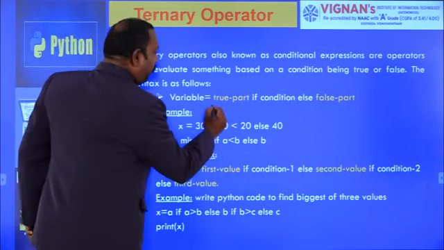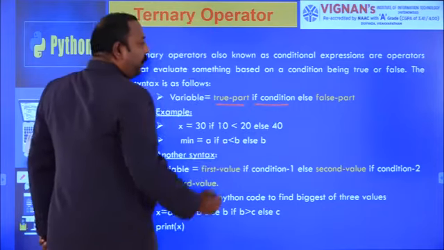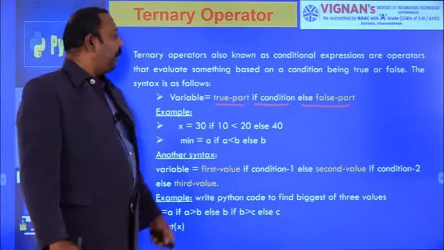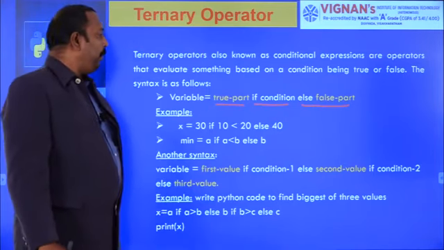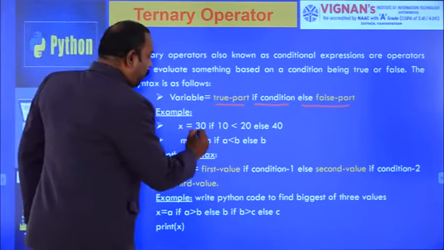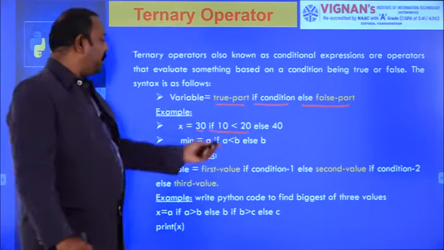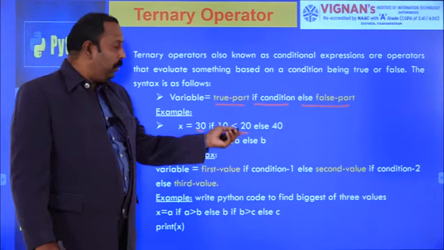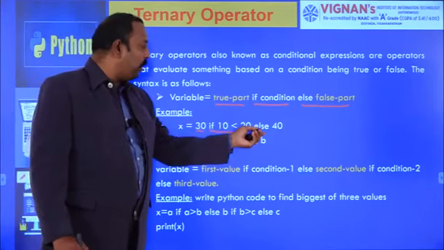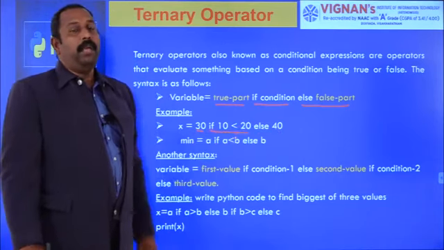So first we have to write the true part, then we have to check the if condition, then we have to write the else part. This is the ternary operator syntax available in Python. When coming to the example, x = 30 if 10 < 20 else something. If the condition is true, it is going to evaluate the true part. If the condition is false, it is going to the else part. In the else part, whatever statements you have written will be executed.